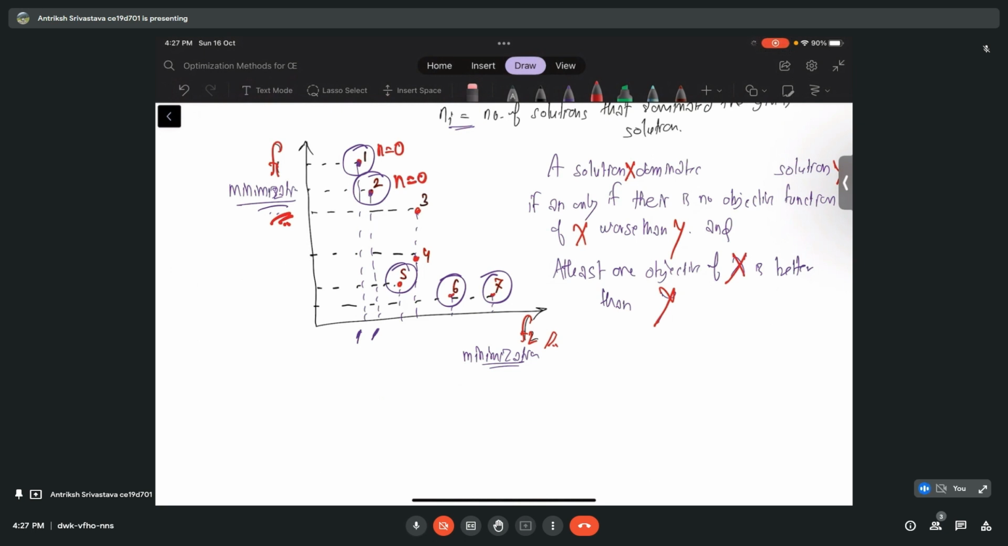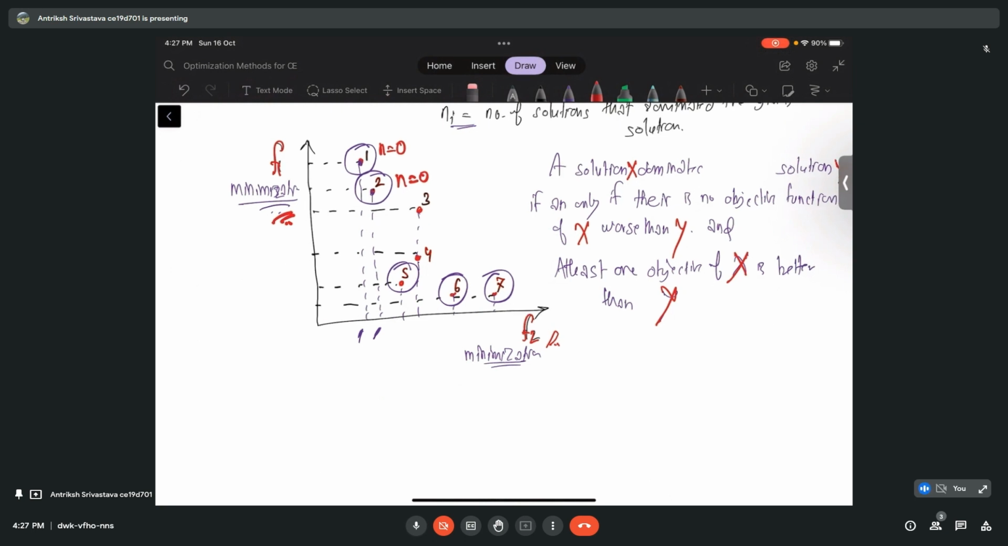What about solution 3? Now you see, in case of f1, solution 3 is performing better than solution 1 and solution 2, and in case of f2, solution 1 and 2 are performing better than solution 3. So they are not dominating solution 3. Solution 4, however, is performing the same as solution 3 in case of f2, but solution 4 is performing better in case of f1 because f1 is lesser. So we have solution 4 dominating solution 3.